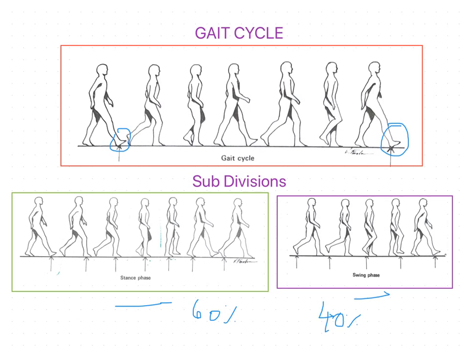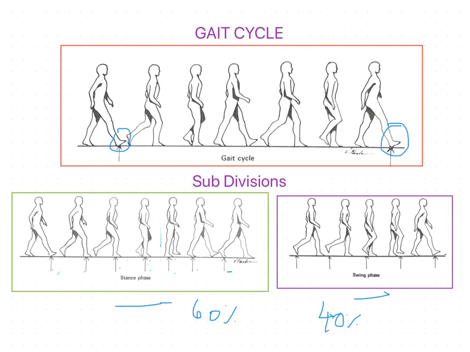The limb, or some portion of the foot, is in contact with the supporting surface at all times. You can see the arrow marks here, which we have discussed earlier. This is called the stance phase. In the case of the swing phase, the reference extremity will not be in contact. These are the two subdivisions of the gait cycle.